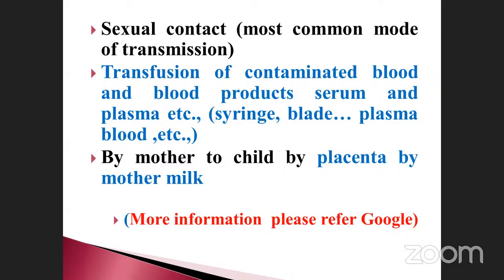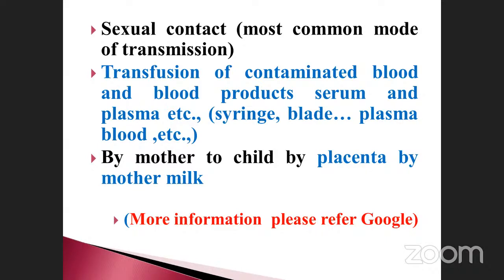Next. Sexual contact is the most common mode of transmission, as already in our texts also. This is the first one. The second one is transfusion of contaminated blood and blood products. Blood product is nothing but serum or plasma, which is the liquid part of the blood, isn't it? It can contain pathogens, otherwise called viruses, that easily transfer from one person to another due to blood transfusion.